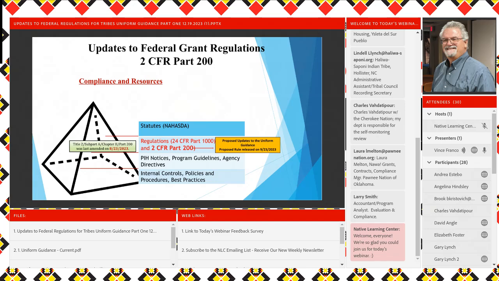And then underneath that, we've got the 2 CFR Part 200, the Uniform Guidance. And then just a little bit below that, you've got the agency requirements. And then below that, towards the bottom of the pyramid, you've got the agencies' notices and updates and some of the protocols that they have in place. And at the very bottom, not bottom per se, but holding up the whole pyramid, you've got your own internal tribal protocols. You've got your internal controls, which are represented in policies and procedures. You've got best practices that we'll try to talk a little bit about today.